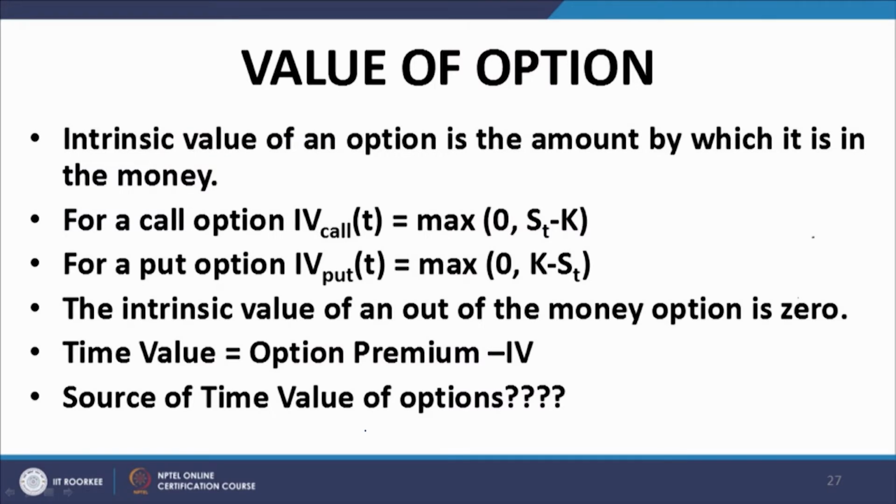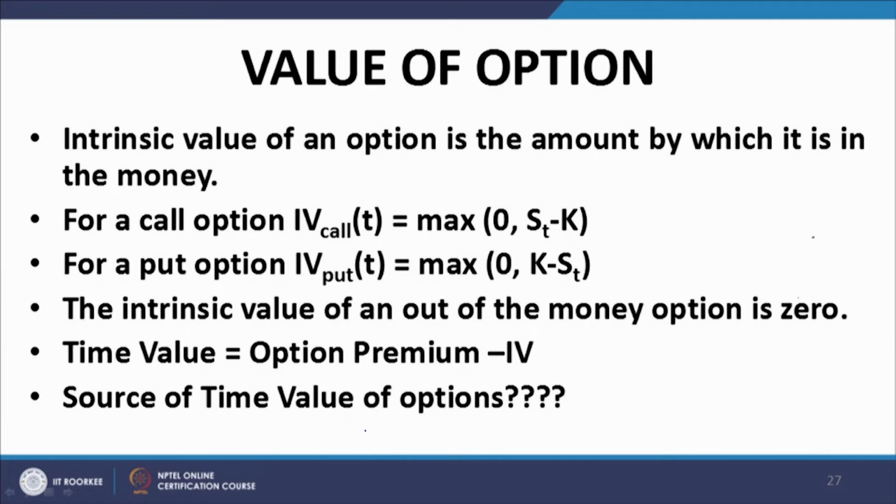The value of an option can be split up into two parts. Number one is the intrinsic value of the option, and number two is the time value of the option. The intrinsic value of an option can be defined by equations number 1 and 2 for the call option and put option respectively.